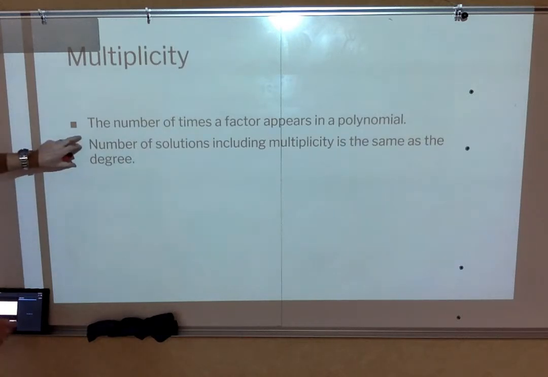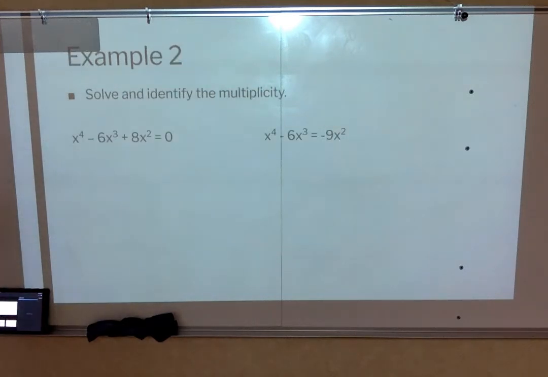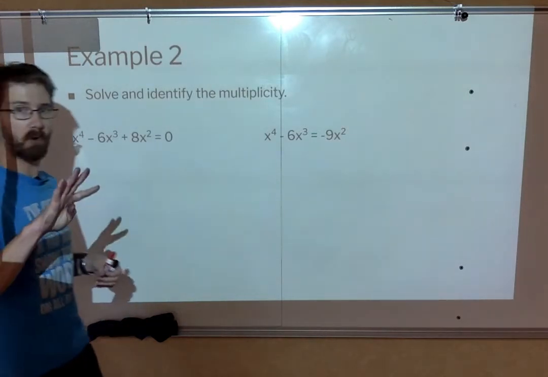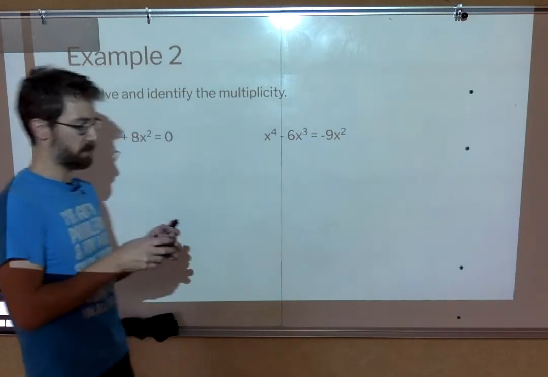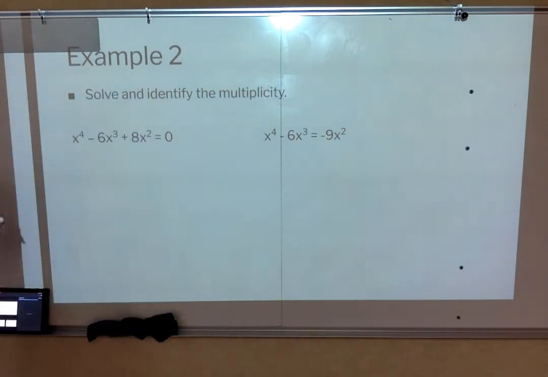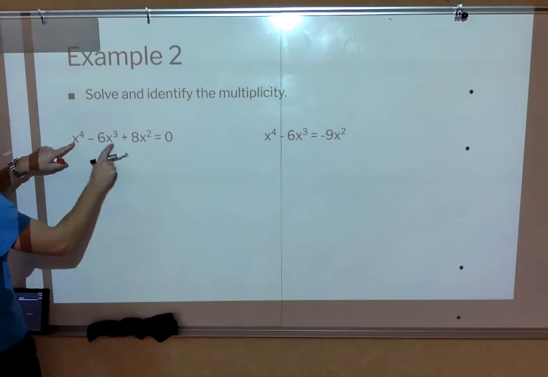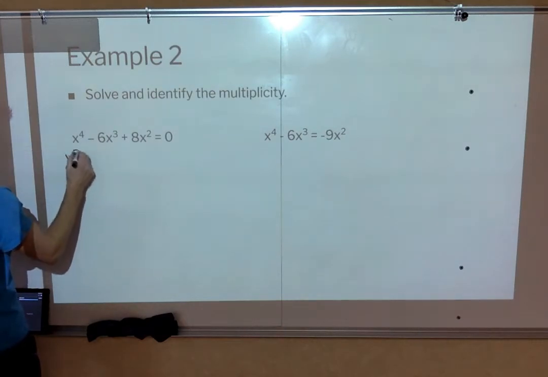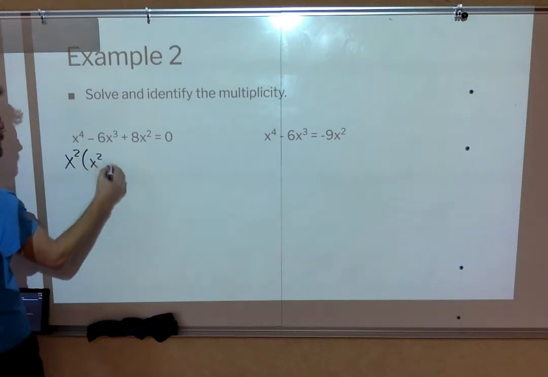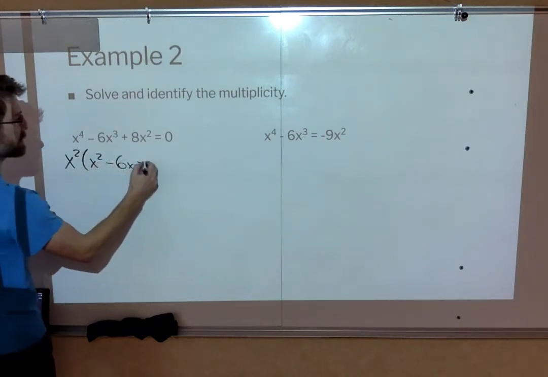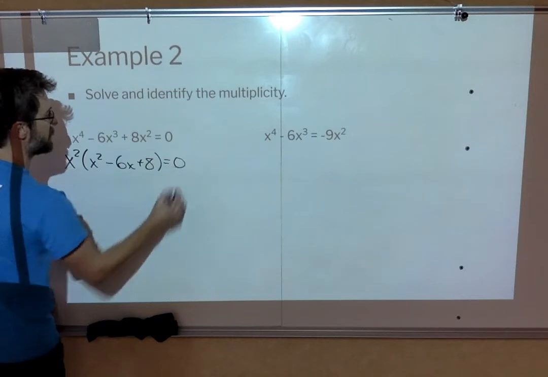charger. Okay, so the number of solutions including the multiplicity is the same as the degree. So looking at this, solving and identifying multiplicity, how are we going to use multiplicity? Well, if it's an x to the 4th function, I know I've got 4 total solutions, including multiplicity. So let's factor this and solve it. X squared is a GCF, so I'll take out x squared. And what's left is x squared minus 6x plus 8 equals 0.